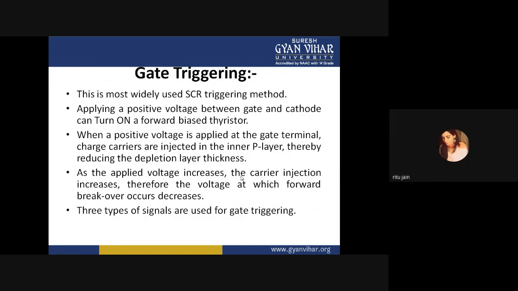the charge carriers are injected in the inner P layer, and thereby it reduces the depletion layer thickness. So as the applied voltage increases, the carrier injection increases. Therefore, the voltage at which forward breakover occurs decreases. So the thyristor will turn on. There are three types of signals used for gate triggering.